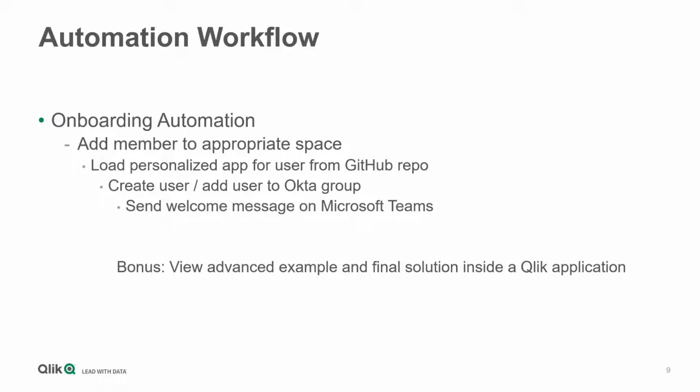Then we're going to load a personalized app from GitHub, where I've previously been versioning my applications and backing up my applications. Then we're going to interact with Okta, which is going to be our IDP, our identity provider. We're going to create a user, and then we're going to add that user to their particular identity provider group, so they have those access rights automatically.